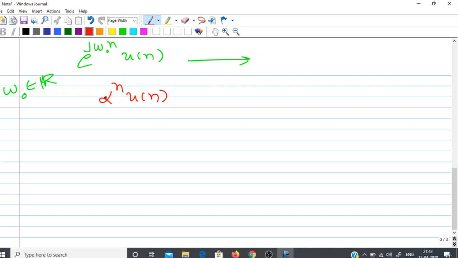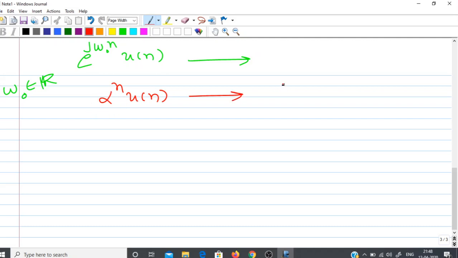What would be the Z transform of this sequence? e to the power j omega naught n u[n], where omega naught is some real number. It could be 0.32, any real number. What is the Z transform of this? Now, without using any property, if you remember, we have already obtained the Z transform of this sequence, where alpha is a complex number. It could be complex, it could be real. So in general, alpha is complex.